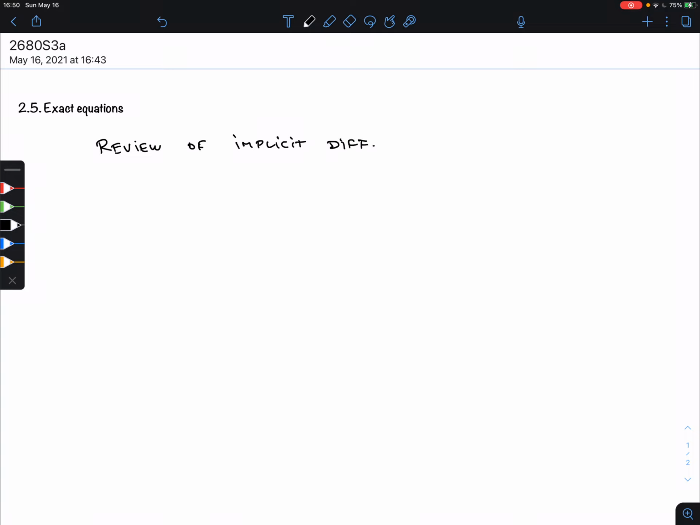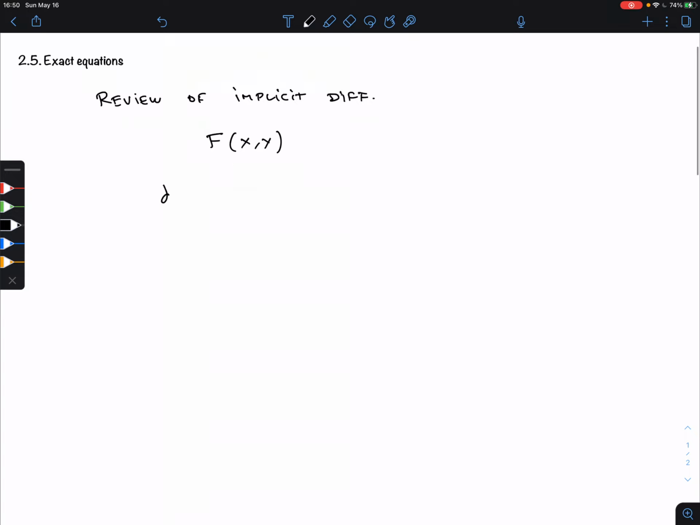Okay, so what is that? So that is, if you have a function f, say, that depends on x and y, then you can find its derivative with respect to x, for instance, if you think of y as a function in x. Okay, so let me start with reviewing this particular thing first. Okay, so let's take an example here.